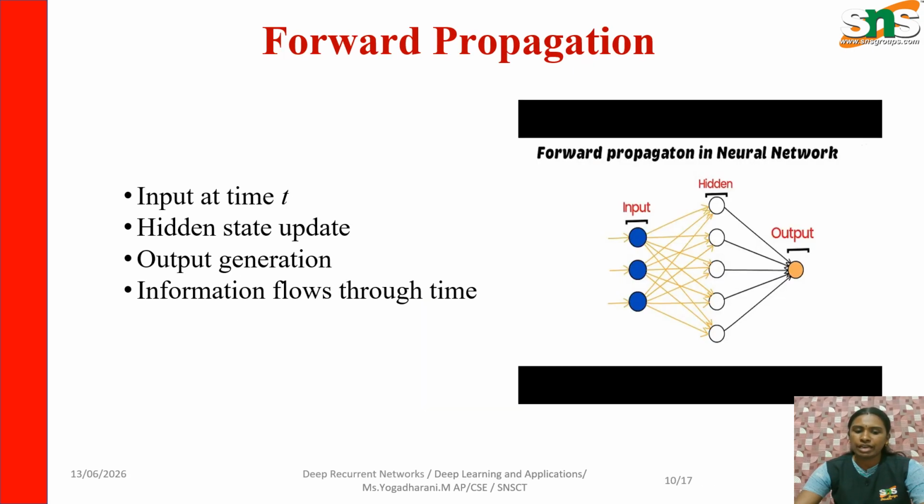Here, at input time t, the current input enters the network and flows to the hidden state. Then the current state combines the current input and the previous hidden state, and goes to the output generation. Predictions are generated here, and the information flows through time. Knowledge is carried forward to future steps. Example: I love deep learning. Here the input is I love, the output is learning. The network uses previous words while predicting.